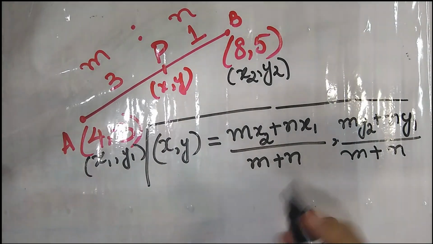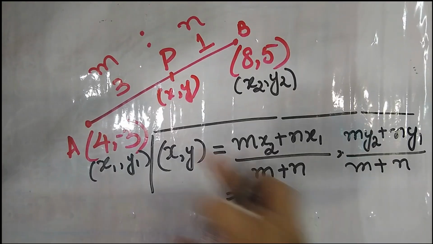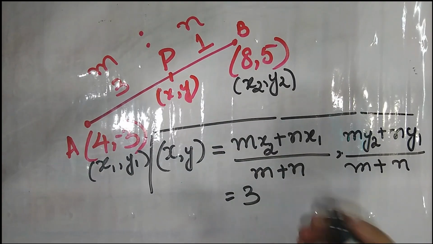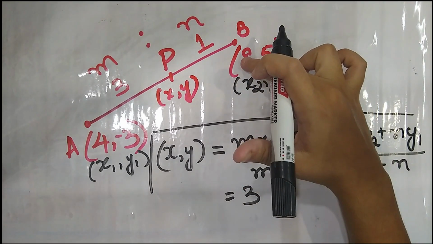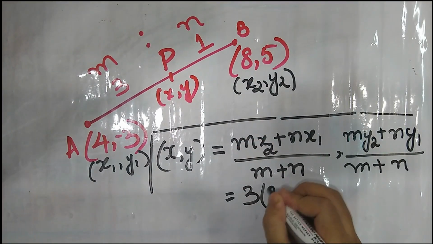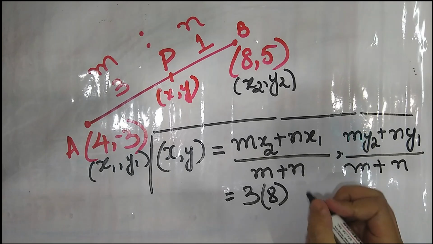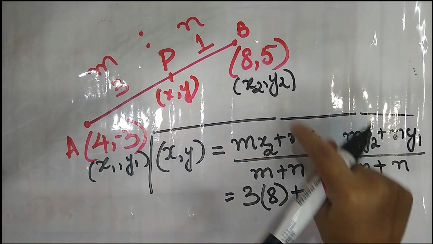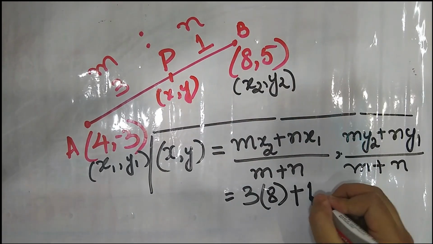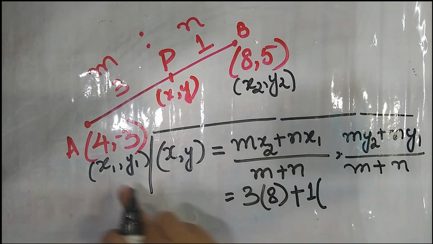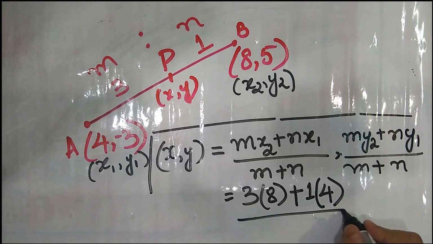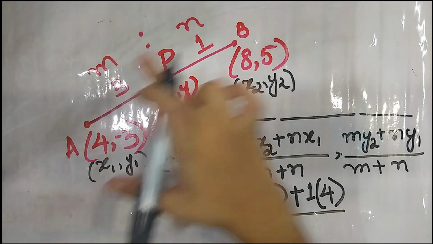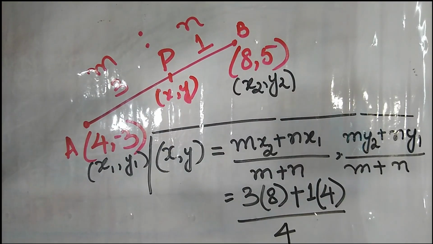So according to the question, we have m as 3. So place 3 here. Then according to the question, what is x2? x2 here is 8. So we place 8 here. Plus n. n here is 1. So 1 into x1. What is x1? 4. So 4 divided by m plus n. So m plus n will give us 4.